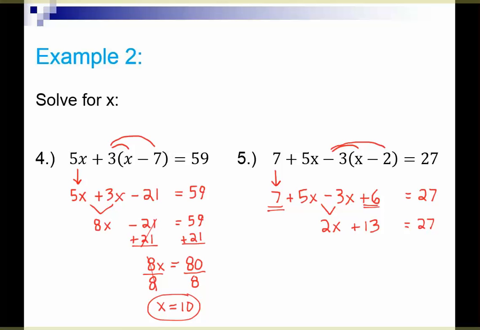And then I'm going to take away the 13. So get rid of the 13. Taking away 13 from both sides, that leaves me with 2x on the left and 14 on the right. Divide by 2, destroying that coefficient, and I get x equals 7.